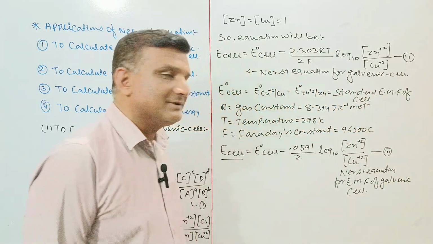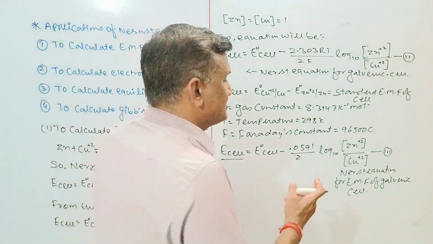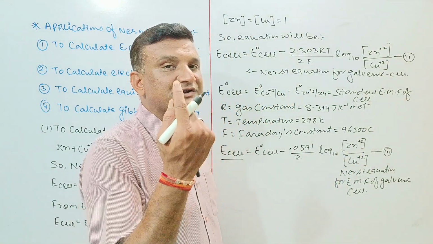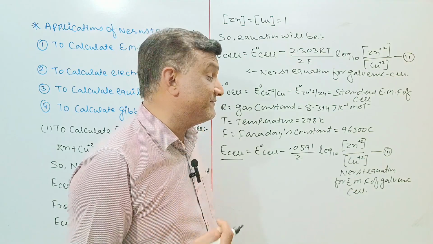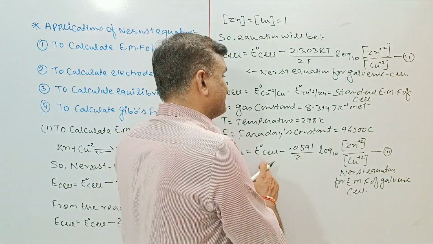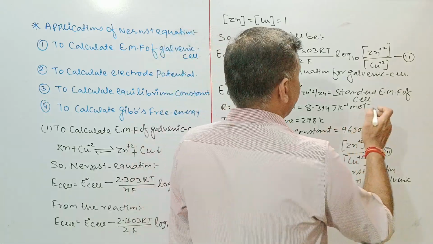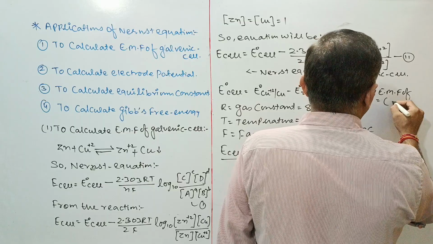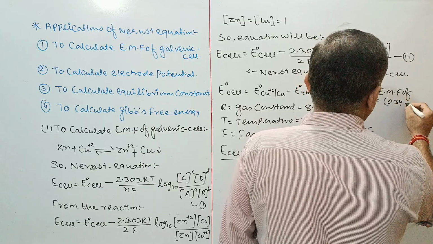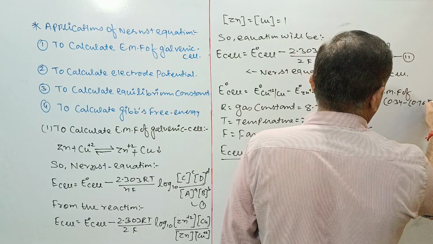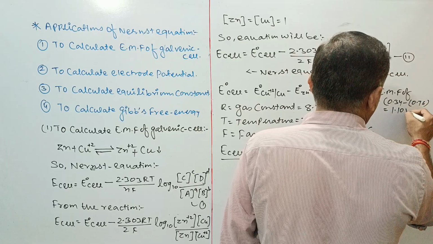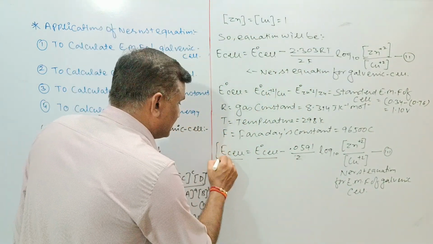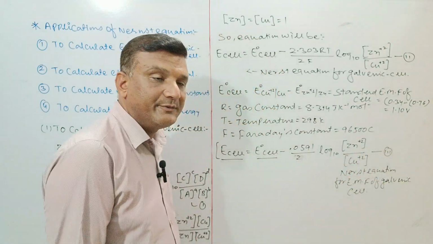If we want to calculate, it is too easy because the concentration of solution is 1 M and 1 M, since we have read that in the galvanic cell the concentration of ZnSO4 is 1 and CuSO4 is 1. For copper the value is 0.34 and for zinc minus 0.76 volt, so it will be 1.10 volt. So put this value here. This is the equation through which you can solve any kind of numerical.